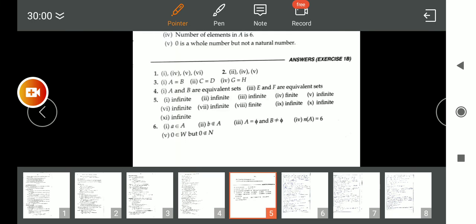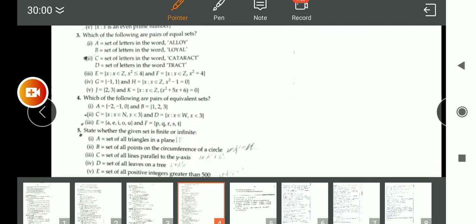Question number 5 in your homework: is it countable, a finite set or an infinite set? The set of all triangles in a plane. Can you count the set of all triangles in a plane? Yes or no? If you answer yes, we can write finite. If you answer no, you can write infinite.